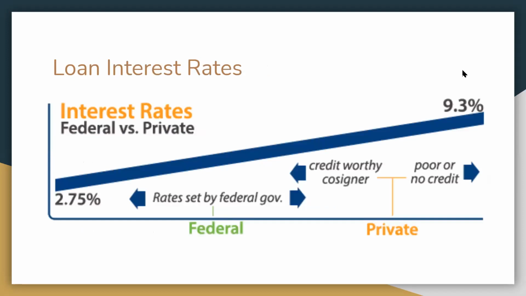Here is just a quick graphic to show you how private loans have higher interest rates than the federal loans that you might receive on your aid award letter.